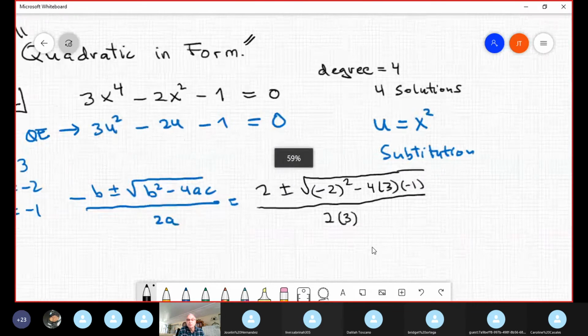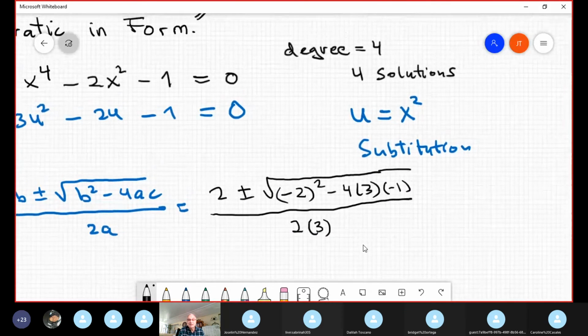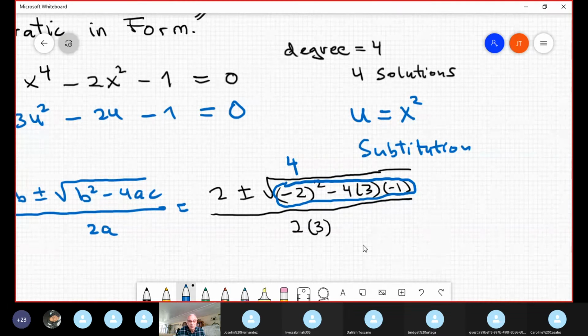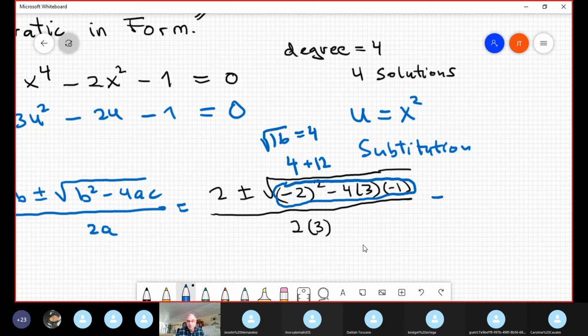Okay, let me zoom, and we focus on the expression inside the radical. So I want to compute first, according to the order of operations, this expression. Okay. -2 squared is 4. It's obvious, no? Any negative quantity, when you square, becomes positive. And here, be careful, double minus becomes positive 12. Positive 12 because it's 4 times 3 times 1, no? And when you add, it is 16, and square root of 16 is 4. So far, we have 2 plus or minus 4 divided by 6, que es the multiplication 2 times 3.